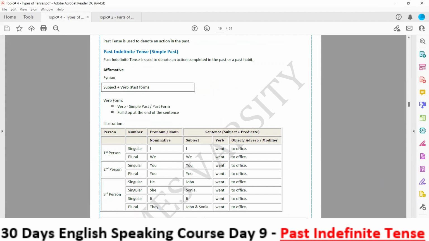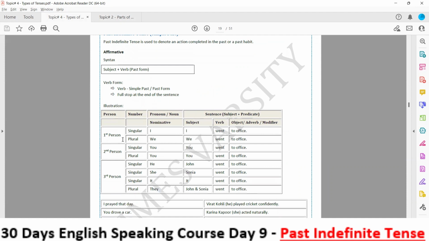Some examples, illustrations. First person singular, where we have I. We are using these pronouns now. Let's make a sentence. I went to office. We went to office. For second person singular, you went to office. Second person plural, you went to office. Third person singular, he went to office.